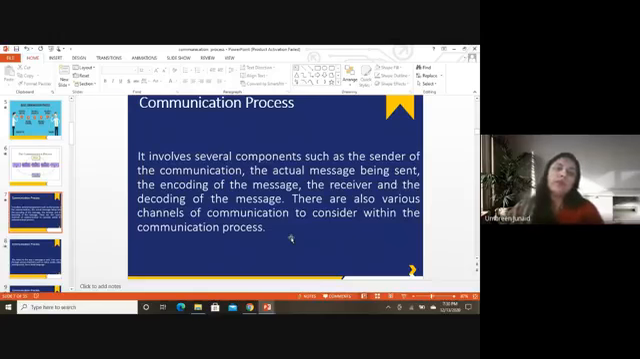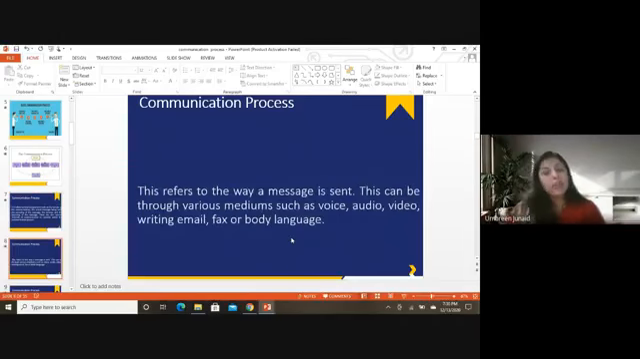There are also various channels of communication to consider within the communication process. This refers to the way a message is sent. This can be through various mediums such as voice, audio, video, writing, email, fax, or body language. So there can be a lot of. You can have a phone call, you can have a text message, you can have an audio message, you can have an email, you can communicate face to face. So this all is communication. This all is the communication process.